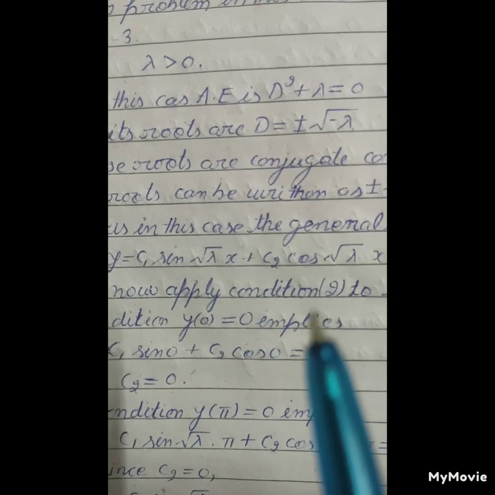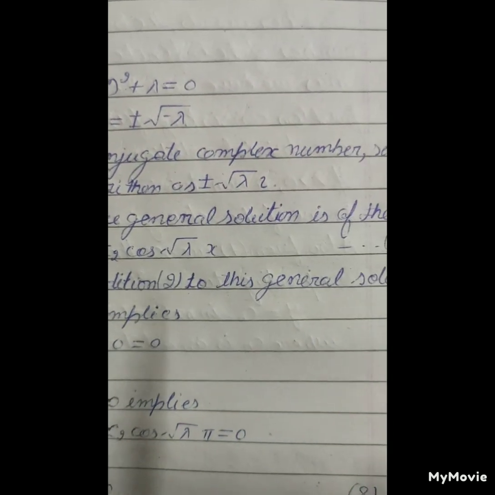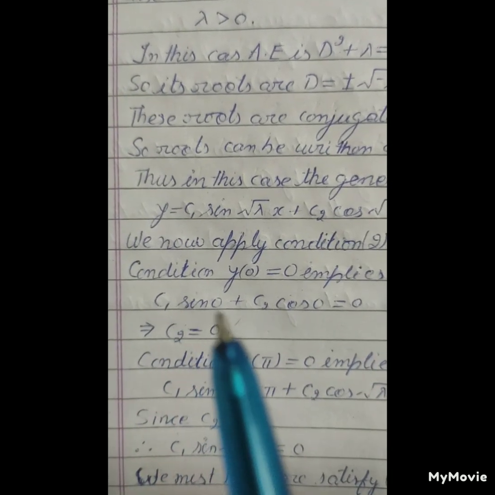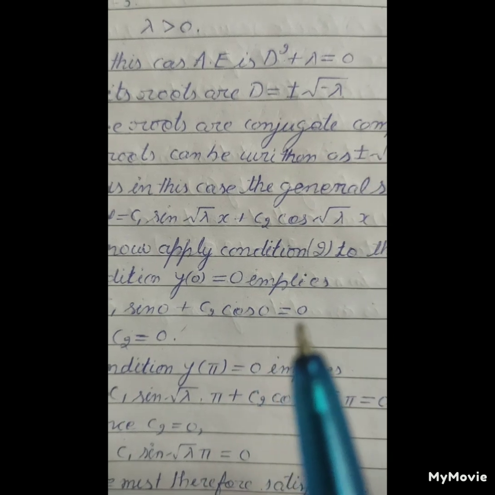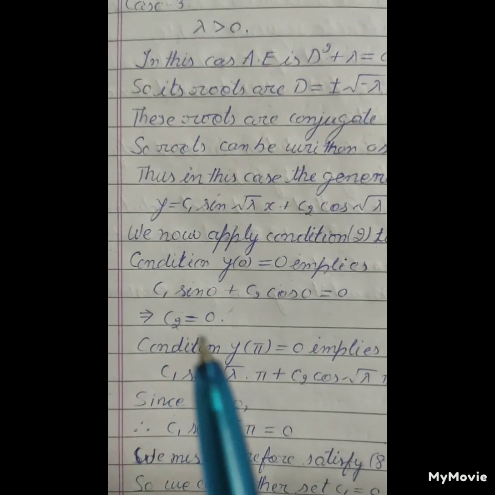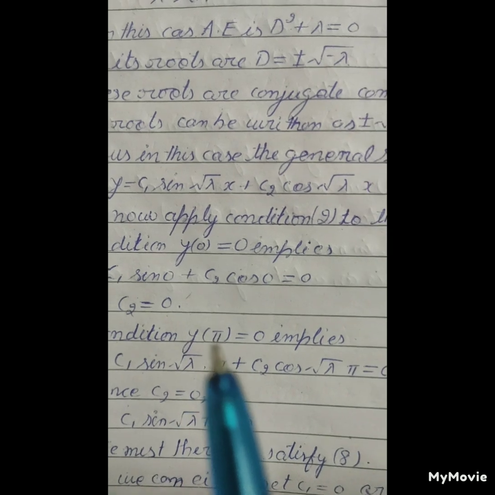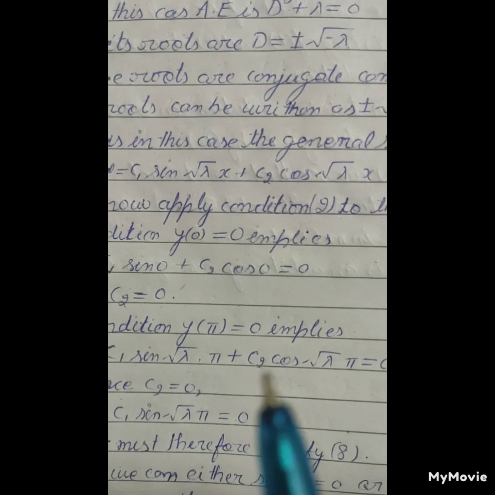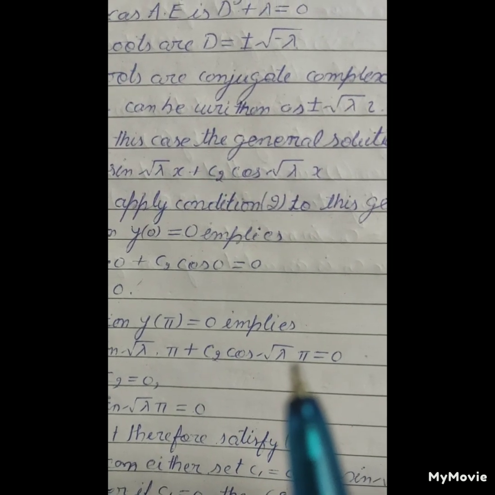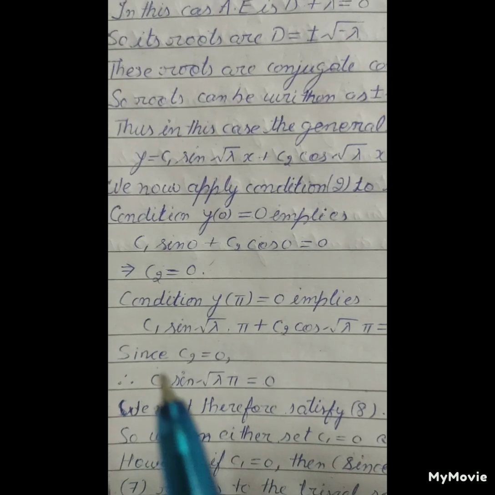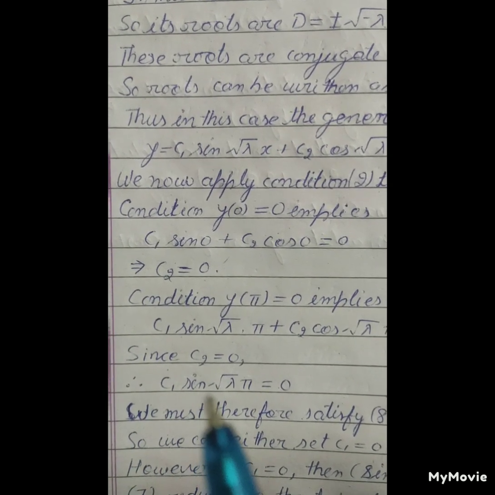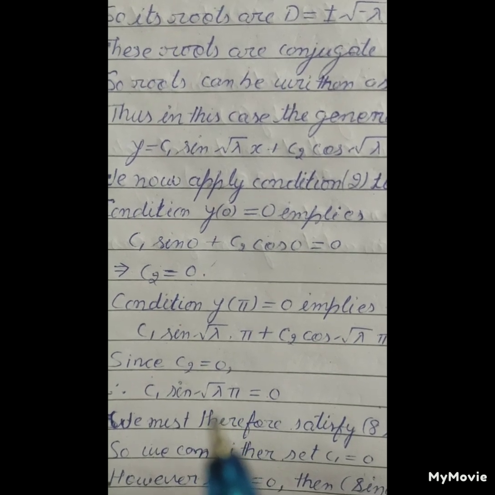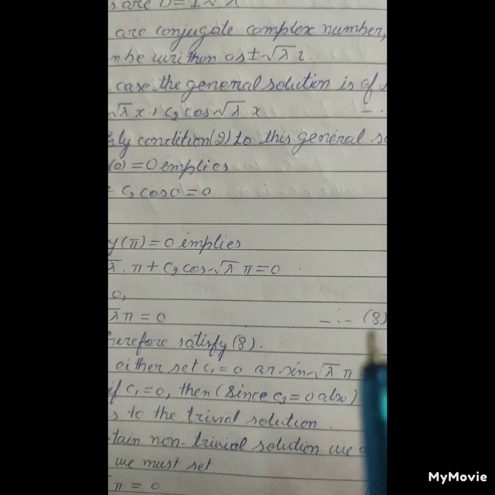Now we apply the condition 2 to the general solution. Condition y(0) = 0 implies c1 sin 0 + c2 cos 0 = 0, which implies c2 equals 0. Condition y(π) = 0 implies c1 sin(√λ π) + c2 cos(√λ π) = 0. Since c2 is 0, we have c1 sin(√λ π) = 0, equation 8.